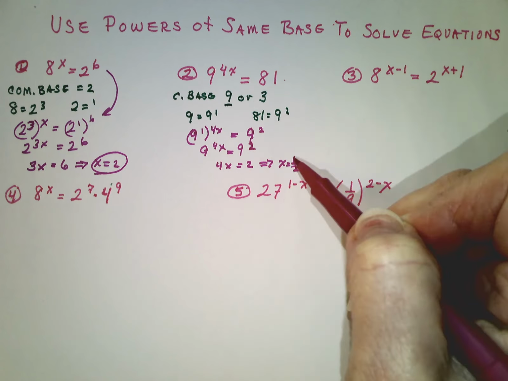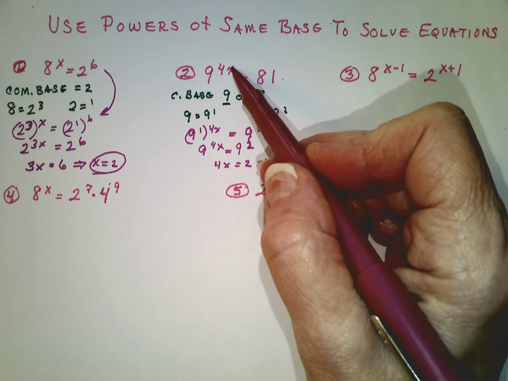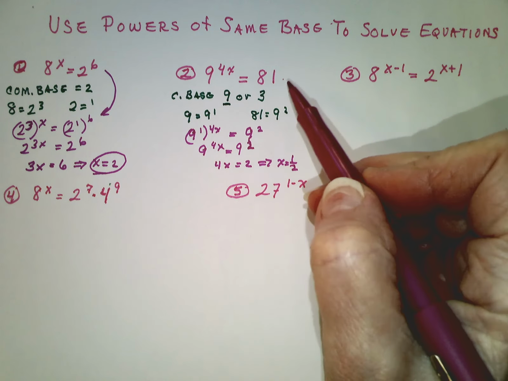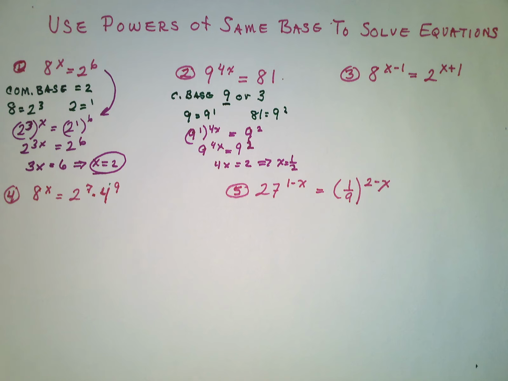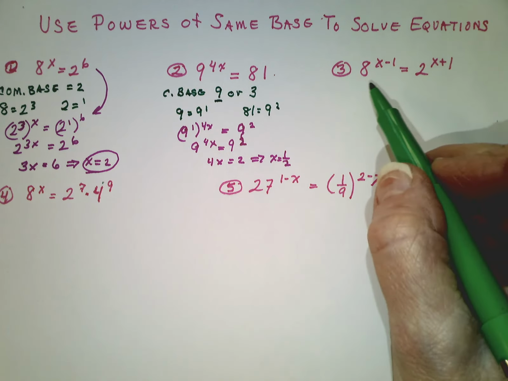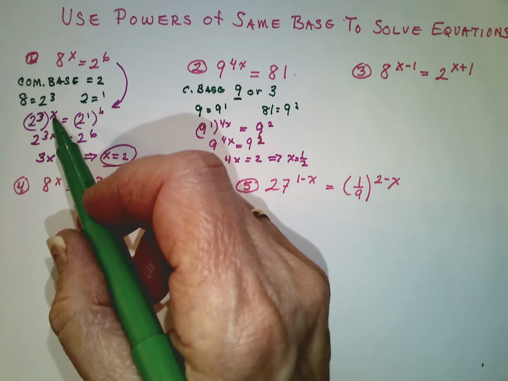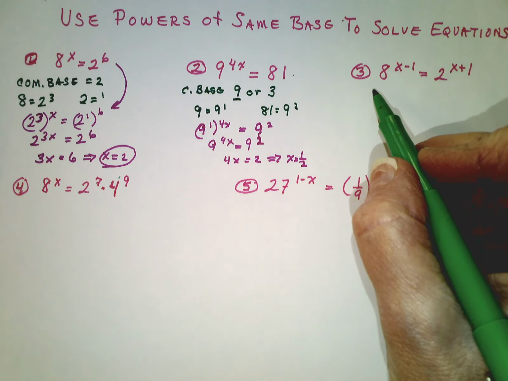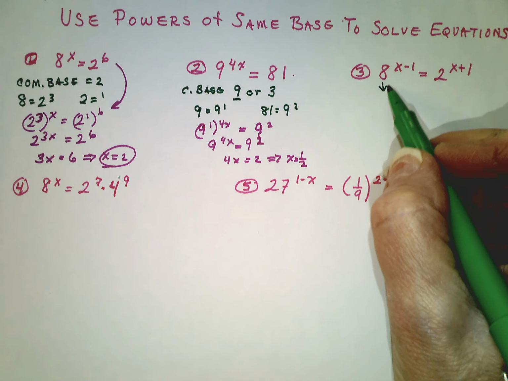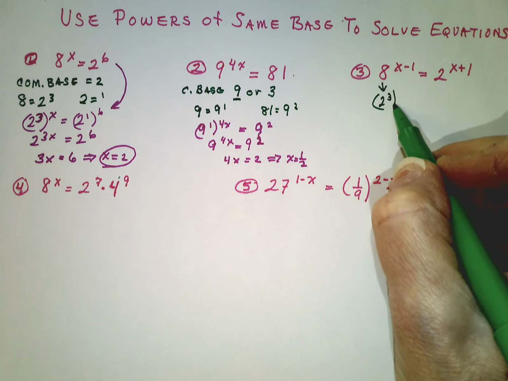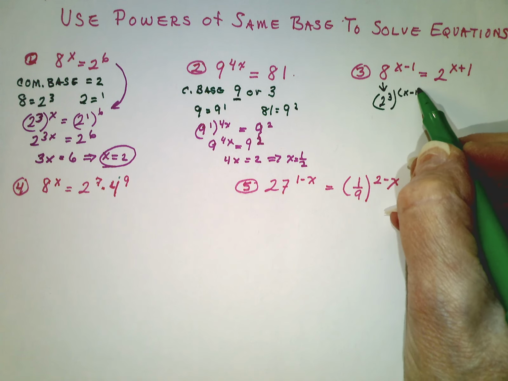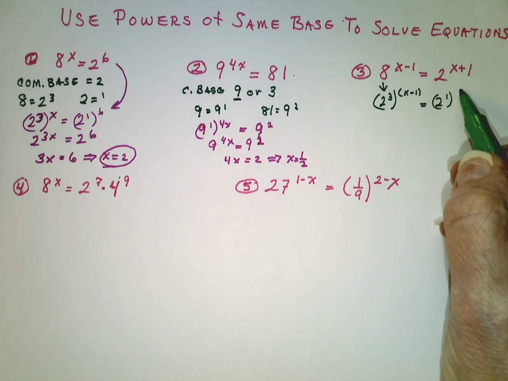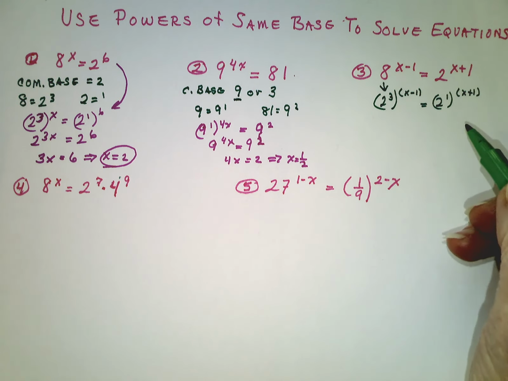Check it out. We put a half in here for x, that would be 9 to the 4 halves, or 9 to the second, does equal 81. Number 3, we already know the common base. It's the same as it was on number 1. The common base is 2, so we can replace the 8 with 2 to the third being raised to, and I'm going to stick an extra set of parentheses in here. And then this would be 2 to the first raised to the x plus 1.